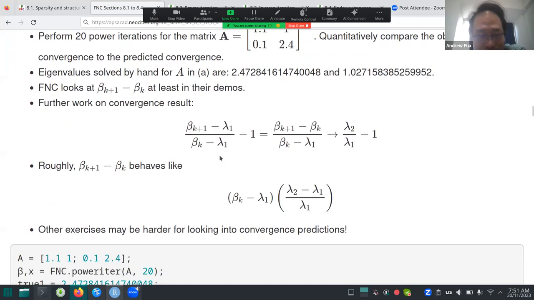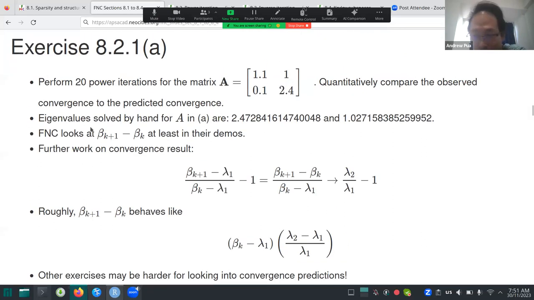And another thing that the book does is that they look at the errors, they don't necessarily look at the ratio of beta k plus 1 minus lambda 1 divided by beta k minus lambda 1. Instead, they're looking at the difference between successive iterations instead. So that's something of note. So that's why I did some work here to match what they were trying to do in reality.